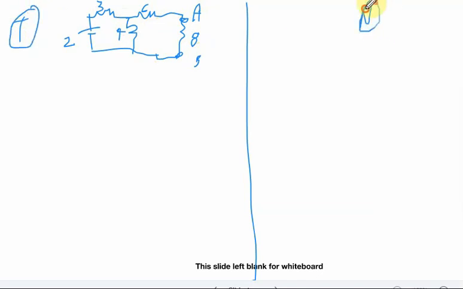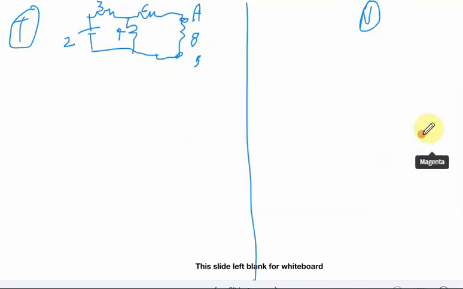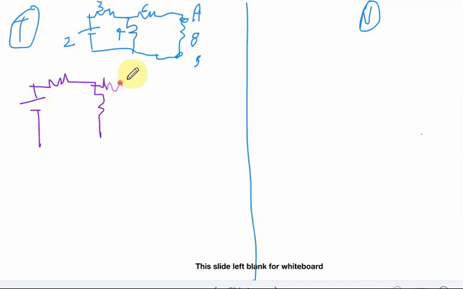Okay, step number 1. What is step number 1? VTH you need to find out. Here, remove the load and write it as VTH. So here you will redraw the diagram. Load removed. This is point A, this is point B. Write A and write B. This point is called VTH. What I did: I have removed the load and written it as AB.